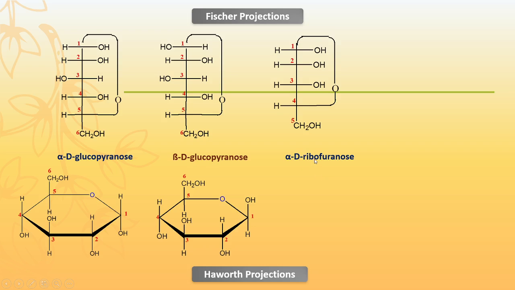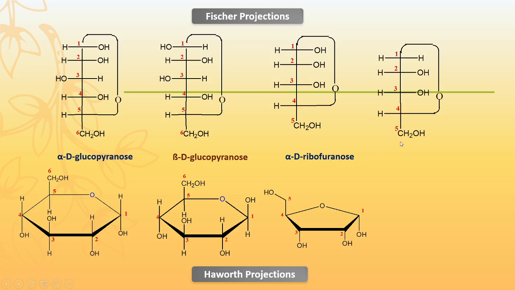This is the alpha D-ribofuranose. Furanose means it is a 5-member ring. So these are 1, 2, 3, 4 and this oxygen is 5. Therefore, this is the 5-member ring and this is the alpha D-ribofuranose. The Haworth structure for this alpha D-ribofuranose is like this. This OH is below the plane. Therefore, this is the alpha and this is the 5-member ribofuranose.